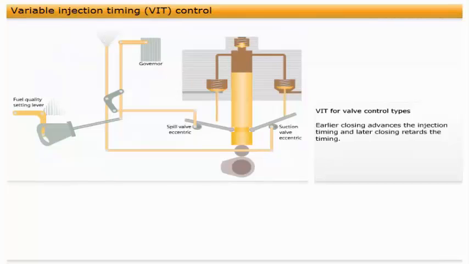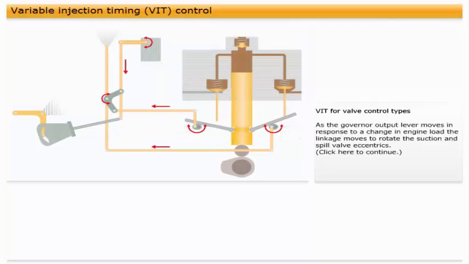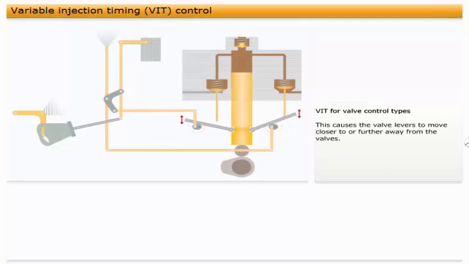As the governor output lever moves in response to a change in engine load, the linkage moves to rotate the suction and spill valve eccentrics. This causes the valve levers to move closer to or further away from the valves. This alters both the start and end of injection, giving variable injection timing throughout the load range.